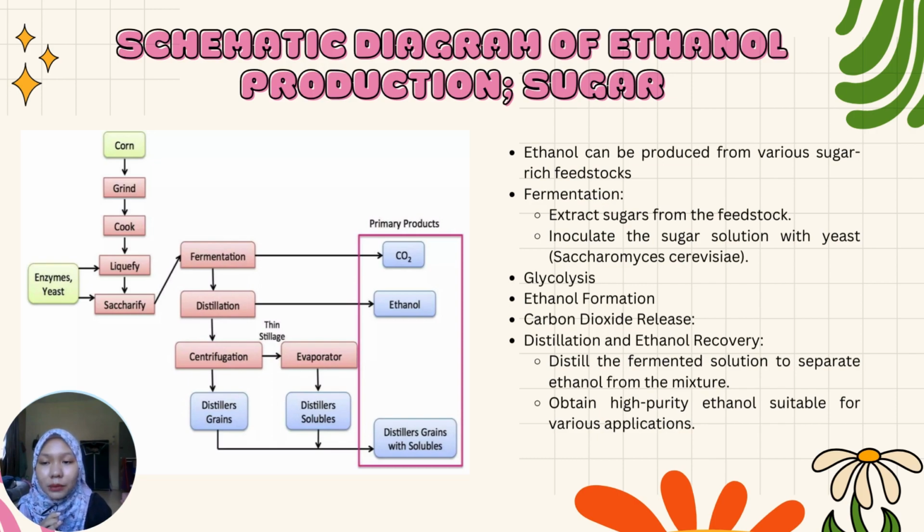Alongside ethanol, the fermentation process also produces carbon dioxide, yeast biomass, and residual solids. Carbon dioxide is often captured and used in various industries, including food, beverage, agriculture, and pharmaceutical. Yeast biomass and residual solids may be further processed into animal feed or other value-added products.